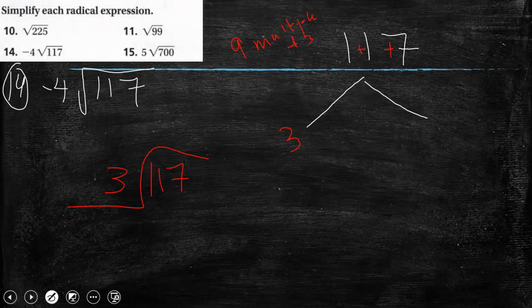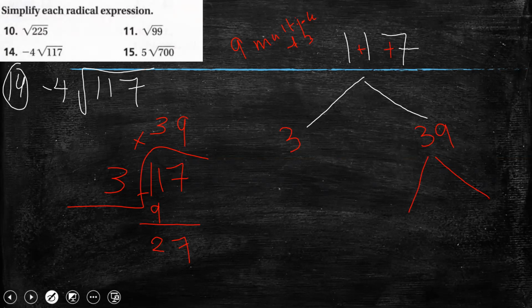11 over 3, 3. 3 times 3, 9. 11 minus 9, 2. Then I will bring down 7. It's going to be 39. Divide 9 by 3, 9. So I will say it is 3 times 39. Then I will factorize 39 because 39 is not a prime number. 3 is a prime, I will stop.